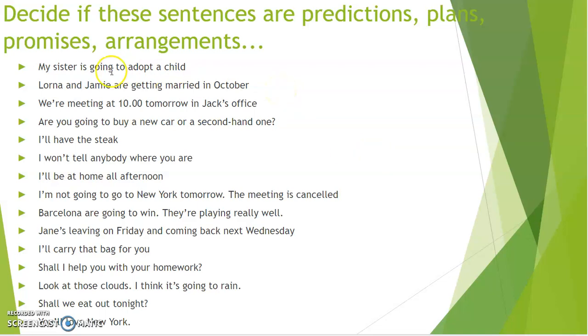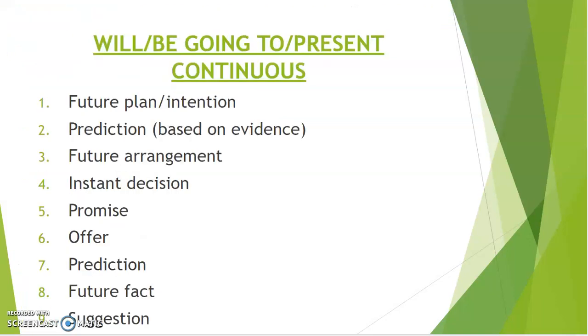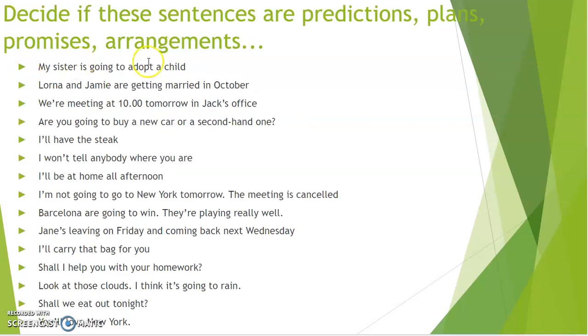For example, I'm going to start with the first one. My sister is going to adopt a child. Well, in this case, we're talking about a plan. We're talking about a future plan or intention. My sister is going to adopt a child. That's a plan that she has.